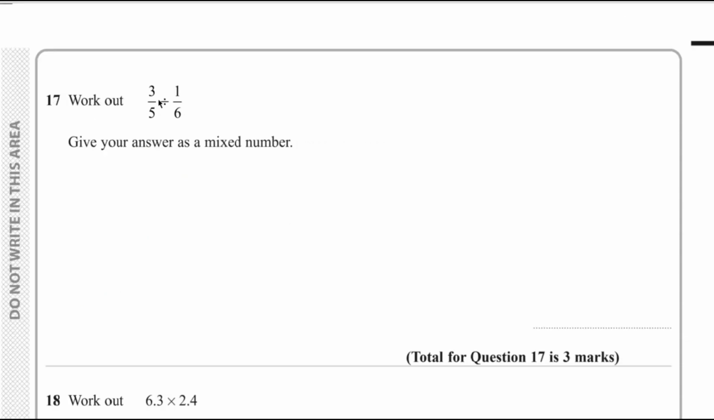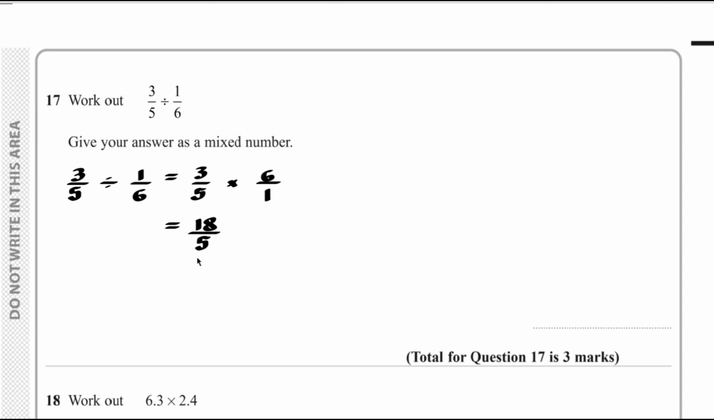Question number 17. Work out 3/5 divided by 1/6. Give your answer as a mixed number. So to work out this calculation, we can recognise that 3/5 divided by 1/6 is equal to 3/5 multiplied by 6/1. Multiplying the numerators, 3 times by 6 is 18. Multiplying the denominators, 5 multiplied by 1 is 5. So 3/5 multiplied by 6 over 1 is 18 over 5.